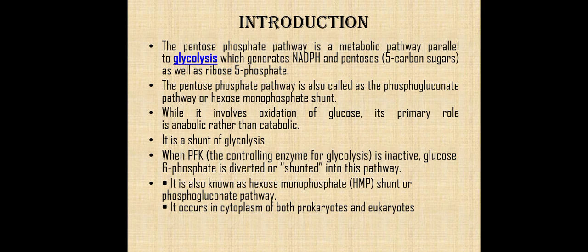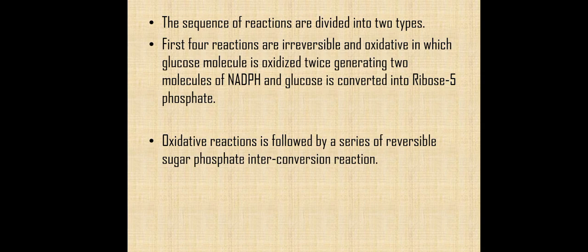This pathway occurs within the cytoplasm of both prokaryotes and eukaryotes. All of the reactions carried out within this pathway are divided into two main types. The first four reactions within this HMP pathway are irreversible and oxidative, in which the glucose molecule is oxidized twice for the generation of two molecules of NADPH, and then there is the conversion of the glucose into ribose 5-phosphate, the 5 carbon sugar. It is an oxidative phase, and the next reactions involved within this pathway are non-oxidative. These oxidative reactions are followed by a series of reversible reactions, within which the sugar phosphate interconversion reactions are involved.